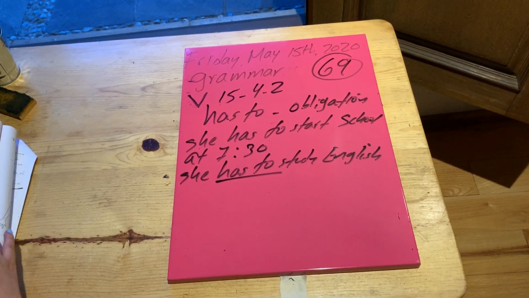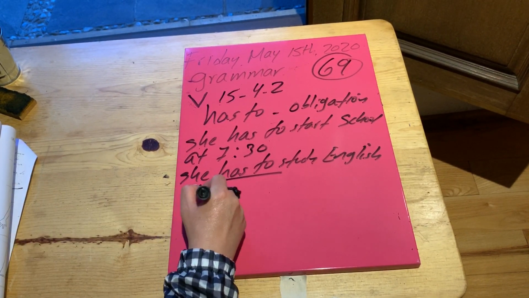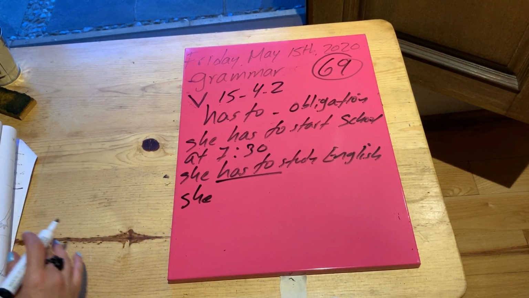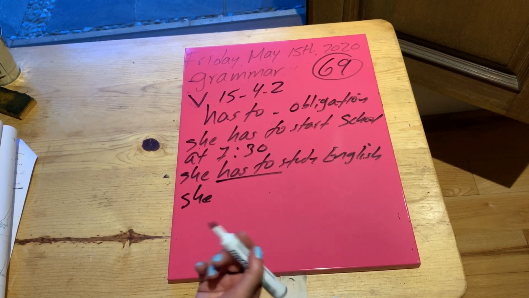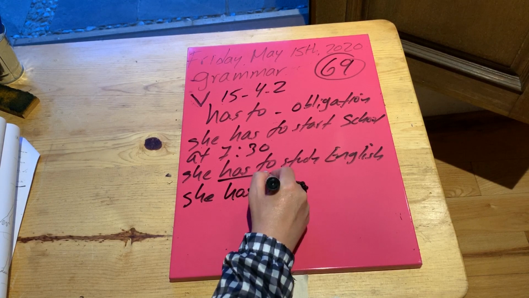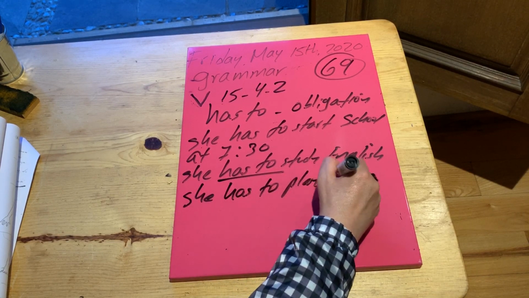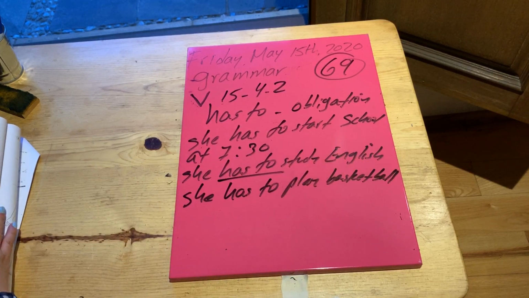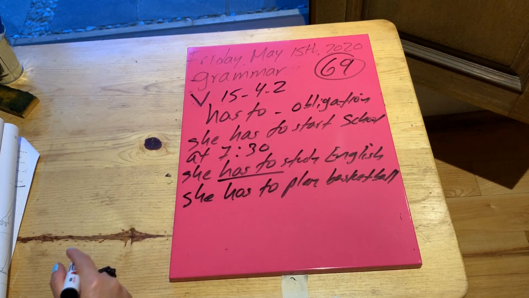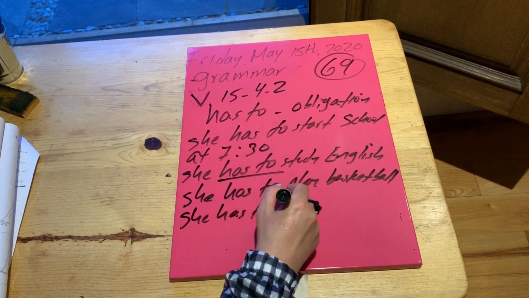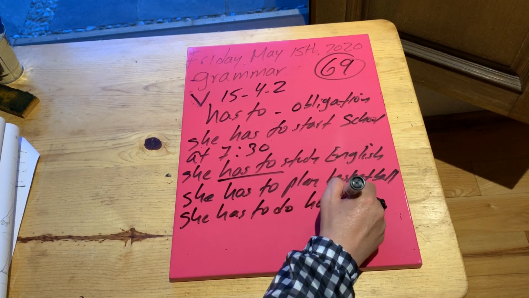Okay, now, number 4, she has to play basketball. Y a lo mejor también es una obligation, porque a lo mejor ella quiere jugar soccer o quiere jugar tenis, pero she has to play basketball. Number 5, she has to do homework. Okay, yeah, that's an obligation. She has to do homework.